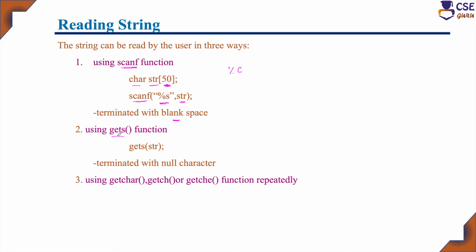Second method is using the gets function, gets(str). Declaration should be done first. Then you use the gets input function to accept the input string, and this will end with a null character. If you enter a null character, it will terminate automatically. Then the third method is using getchar, getch or getche. The getchar function is declared in stdio.h, and getch and getche are both declared under conio.h. Using getchar, whatever string you enter, each character will be considered like an ASCII value. But getch and getche accept the direct character.